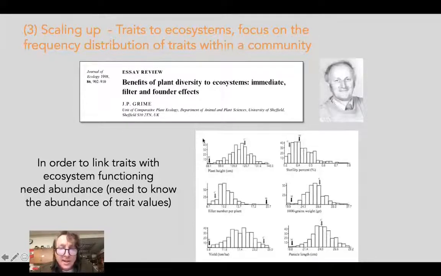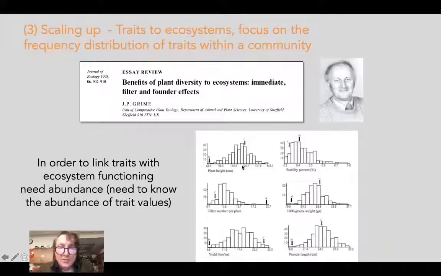Here is an example within a given community of a given trait, plant height, looking at the frequency distribution of individuals. This isn't species, this is individuals, of a given height value. As you can see, there's a given height value or size measure that's the most frequent in a community, and we could do that for several different traits. According to Grime, what you want to identify for linking traits to ecosystems is the most frequent trait value.